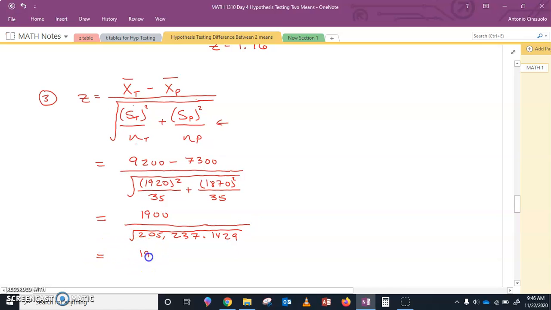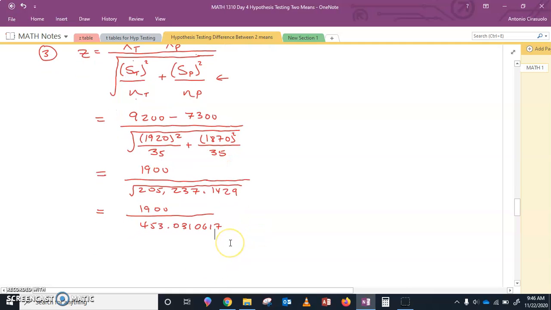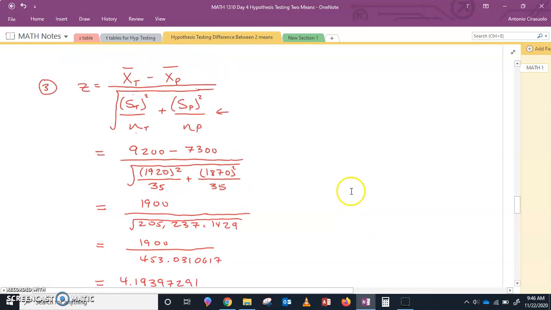getting us 1900 divided by 453.03106, and then that gives us a value of 4.19397291, and then finally, rounded to 2 decimal places, 4.19. So let's go plot that, 4.19.